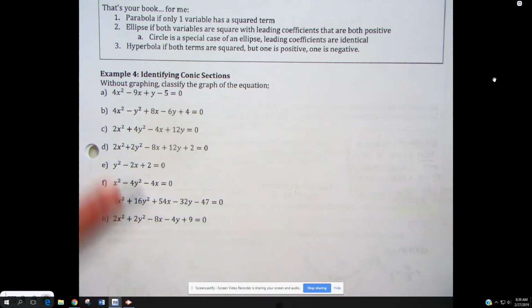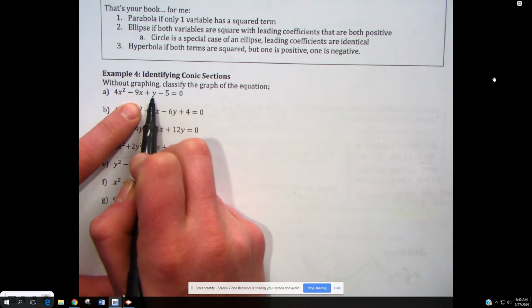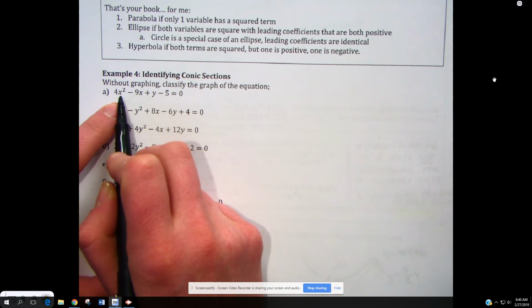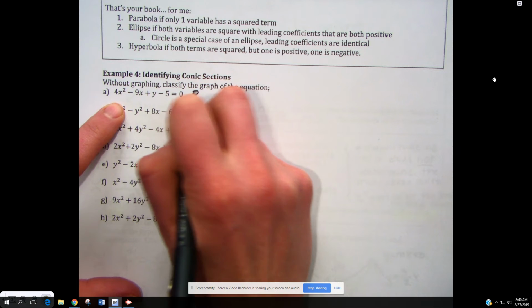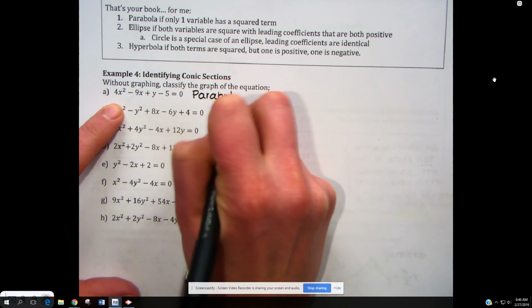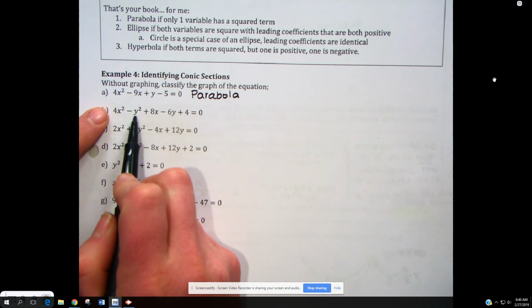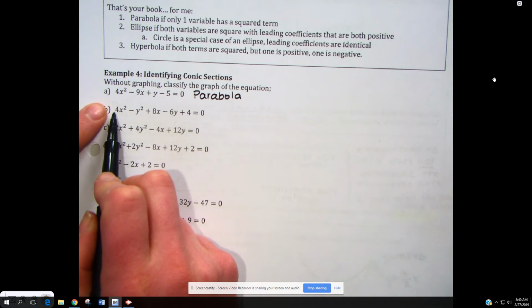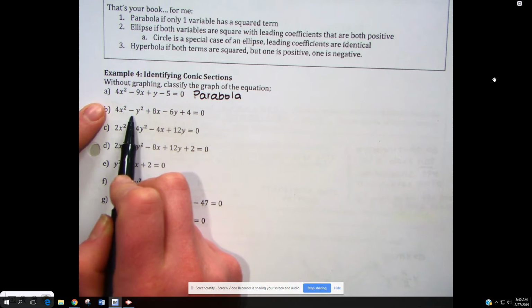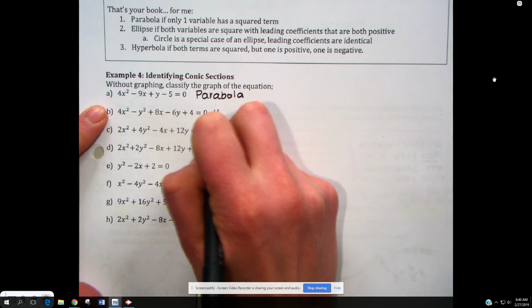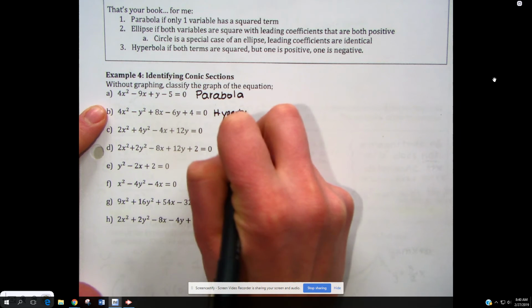Okay, hopefully you did that exercise. The thing that I noticed about this one, I only have one square term, right? So that makes this guy a parabola. For the second one, you have an x squared and a y squared term, but you have a positive 4 and you have a negative 1 for your leading coefficients. So that makes this one a hyperbola.